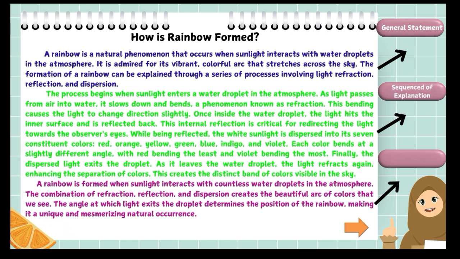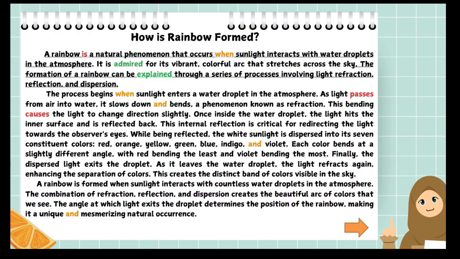The second is the sequence of explanations. This part explains why and how the phenomenon occurs by stating the sequence or clear stages of the event. The third part is the closing, which is the end of the text or conclusion that conveys the text summary. This part is optional.